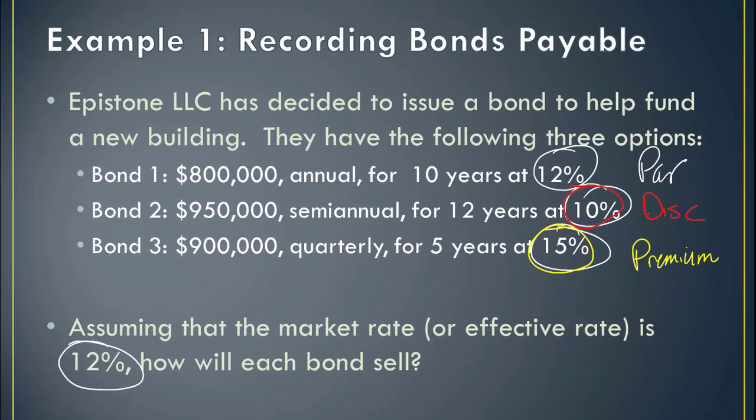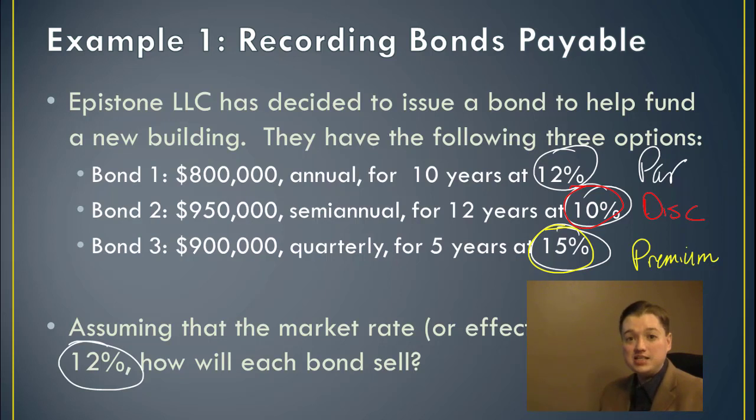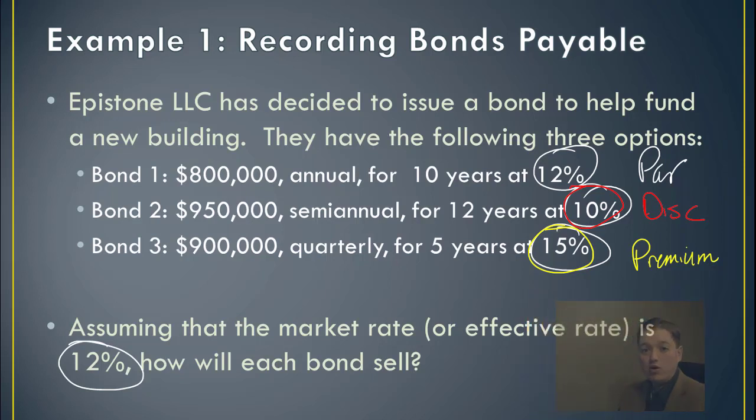Epistone is looking to issue a bond to help them build a new building, and they've got three options, and they've got to decide which one will be best. And we're going to use this as an opportunity to practice the journal entries that go along with bonds. We took a minute right at the end last time to talk about how each of these bonds is going to issue, and I wanted to emphasize the fact that you need to take a few minutes to decide whether it's a par, premium, or discount right up front to avoid making mistakes later on.